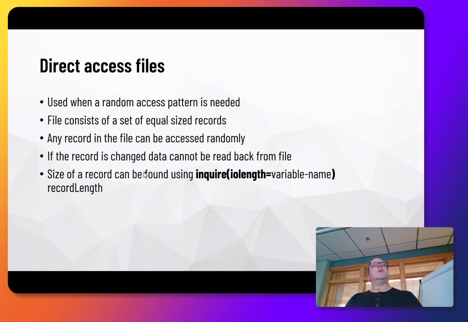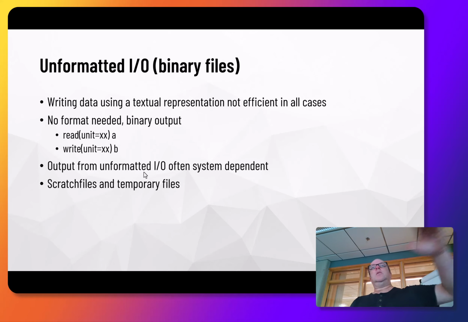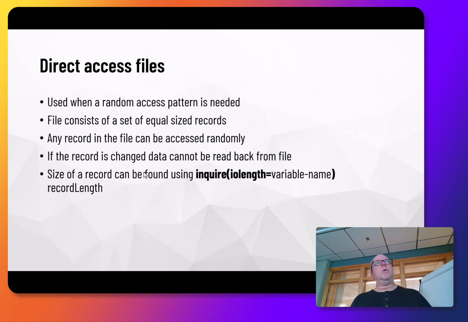Direct access files are also related to binary files. So when you do read and write here, those are written and read in the same order. You can't jump back and forth, but you can do that with something called direct access files. So if you need to access data in a file in a random order, but where you have a structure where every data item is the same, you can use direct access files. Then you can go to any record in this file and access them randomly.